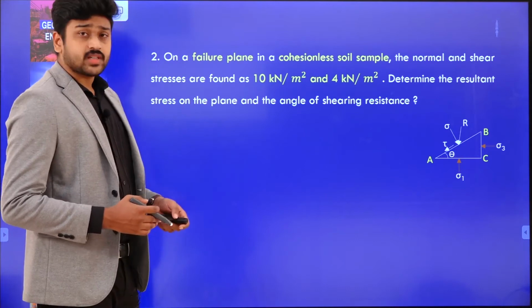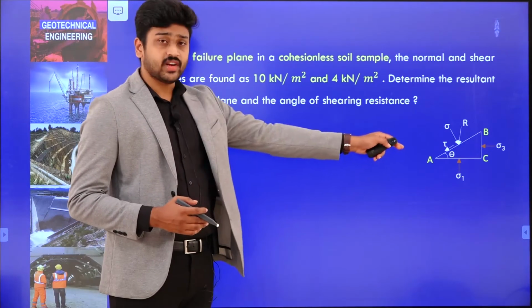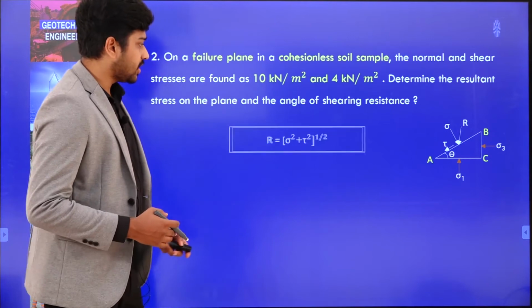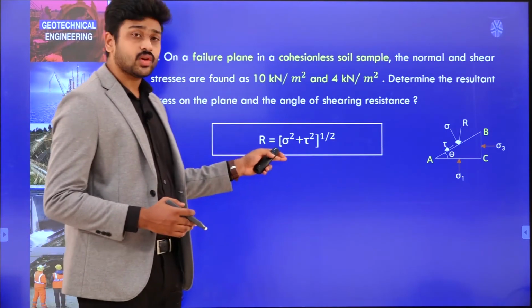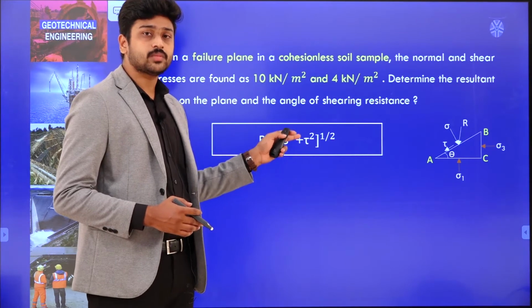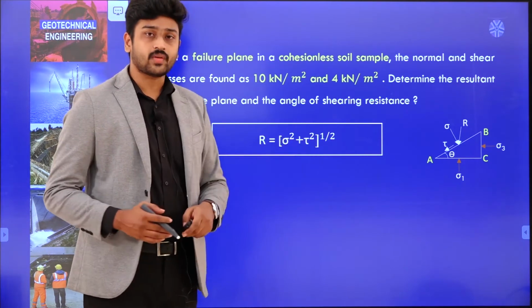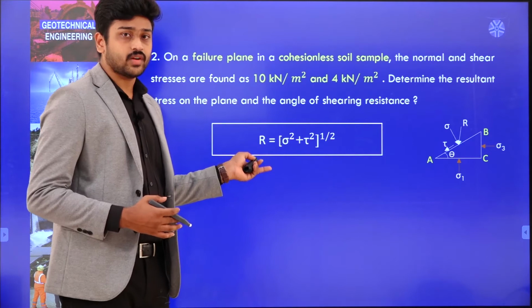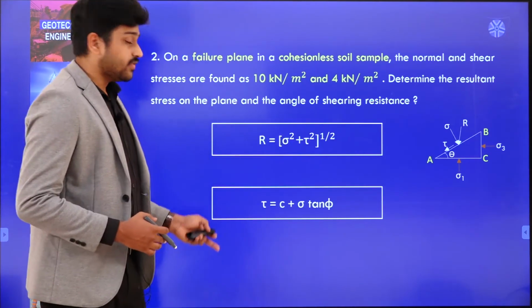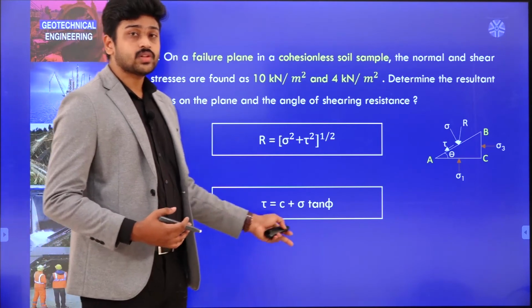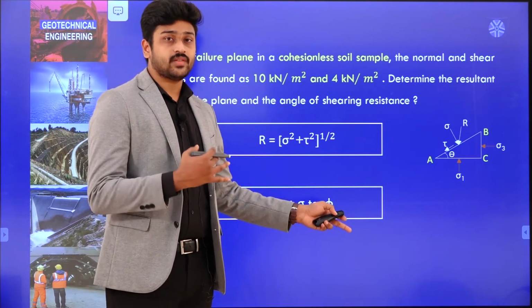So, I have just represented this particular wedge with these forces for our understanding. Initially, we have to find out the resultant stress on the plane. Let us say R is equal to (sigma square plus tau square) whole power 1 by 2. That is how we find it out. And then coming to the angle of shearing resistance, we have learned that tau is equal to C plus sigma tan phi in our previous session.